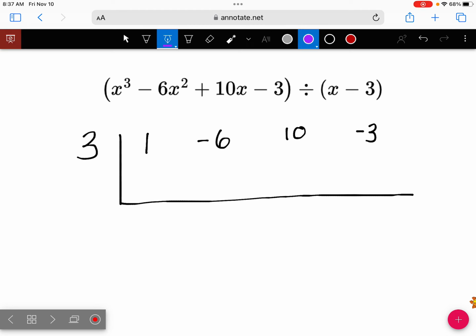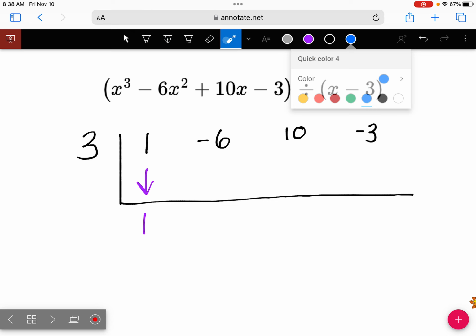Our first term always drops it like it's hot. First term always drops. Then we take our 1 times 3 and put it here. So what's going underneath the 6? 3.